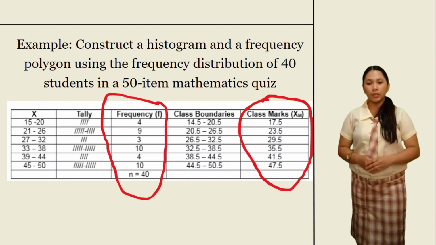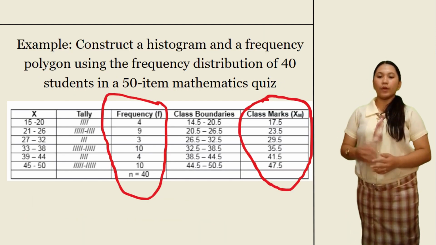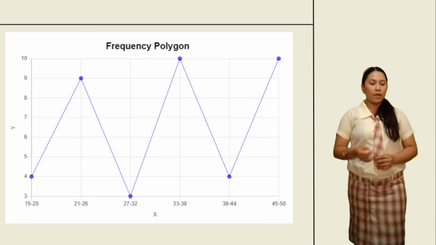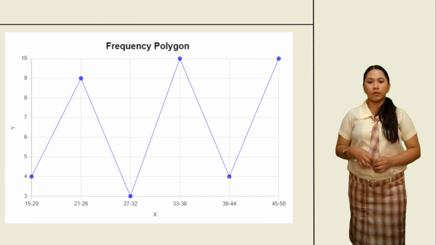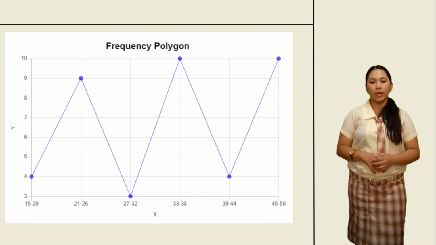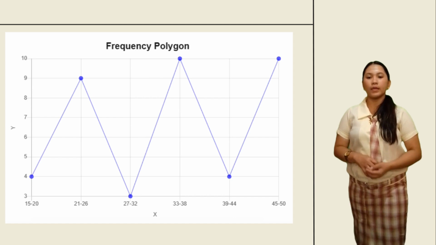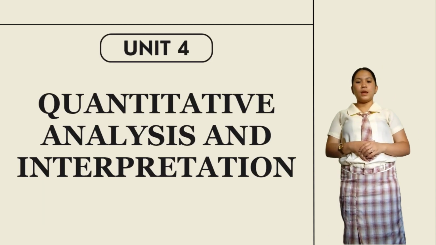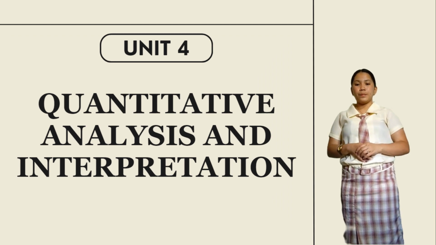Here is the same example of the frequency distribution of 40 students in a 50-item mathematics quiz. I have here the graph, and take note that the x-axis is the class marks of the students or the score, and the y-axis is the frequency. And now let's go to quantitative analysis and interpretation.